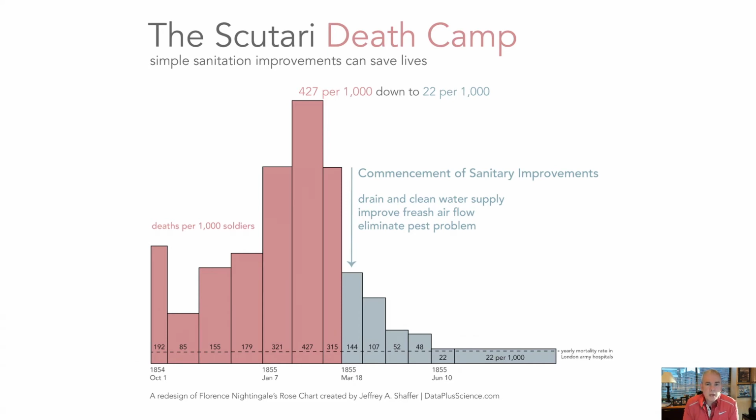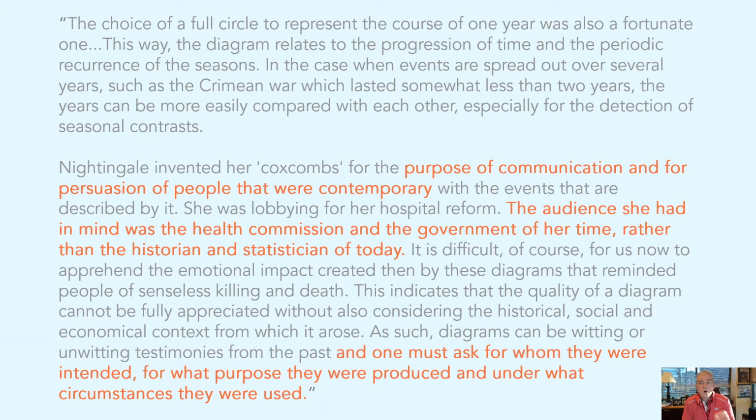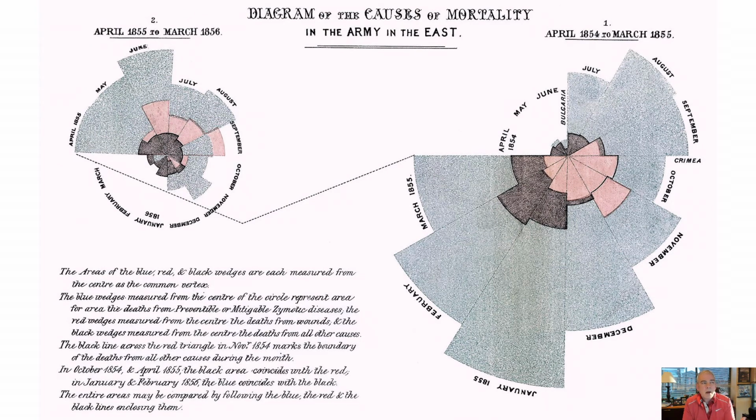So, should it be a bar chart? Well, I think that's one consideration we have to think about in this, is that it may. Now, that said, what is the purpose of the communication, the persuasion of the people, the audience she had in mind? And as what was mentioned earlier, it certainly succeeded in what it was doing. One must ask for whom they were intended, for what purpose they were produced, and under what circumstances. So that brings me to my last point about this, which is, are they useful? Is this diagram useful? It certainly was useful at that point in time.